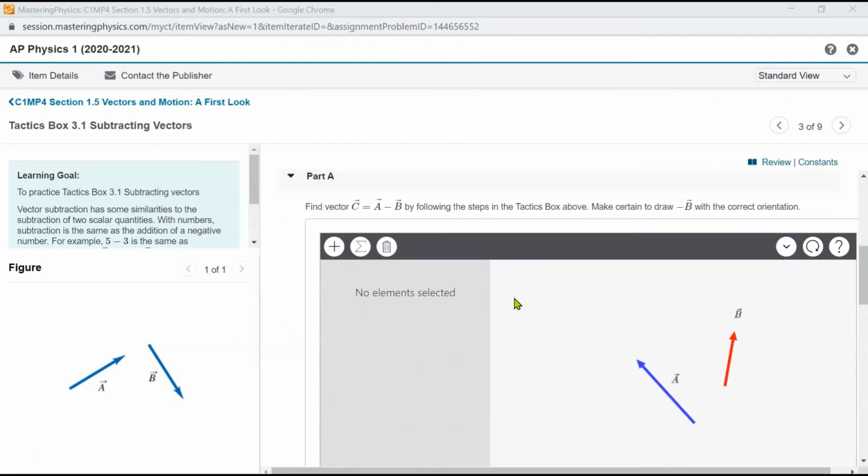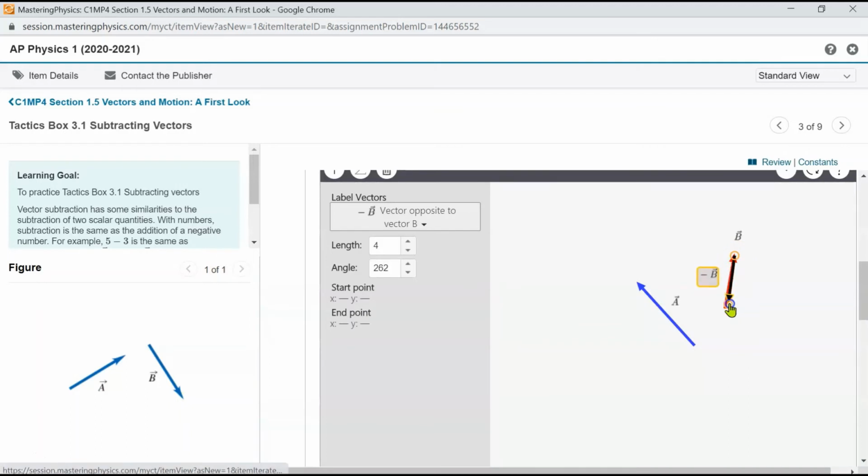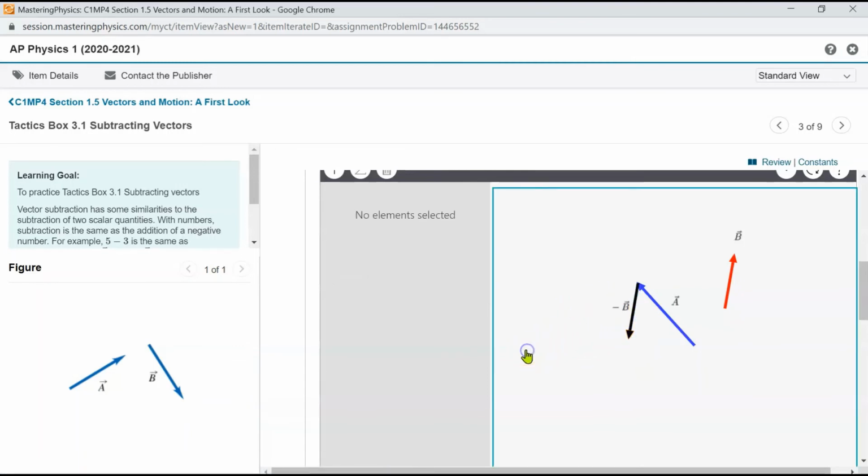So let's apply that to part A, where vector C is vector A minus vector B. The first thing you want to do is get a negative vector B, but it doesn't just show up, you have to make it. We make it by drawing a vector that's opposite in direction to B, but the same magnitude. Hopefully I'll get close enough to get credit because I'm doing it the right way. There, now that is our vector negative B, and we're going to put its tail to the tip of vector A.